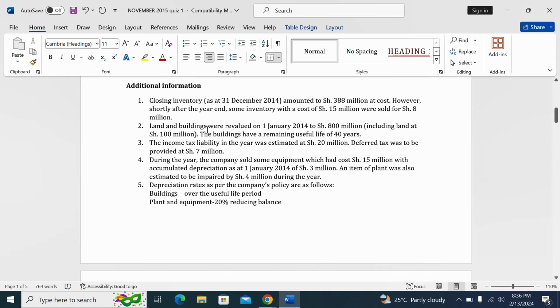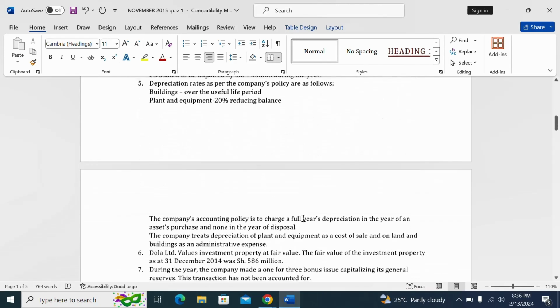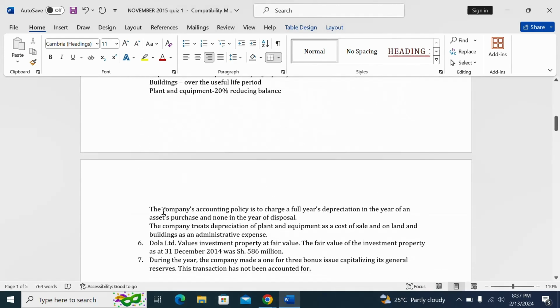And you can see this is also connected with additional information number 5, where it says that depreciation rates as per the company policy are as follows. Buildings over the useful life period. Plant and equipment 20% on reducing balance. You are also told the company treats depreciation of plant and equipment as a cost of sale and on land and buildings as an administrative expense.